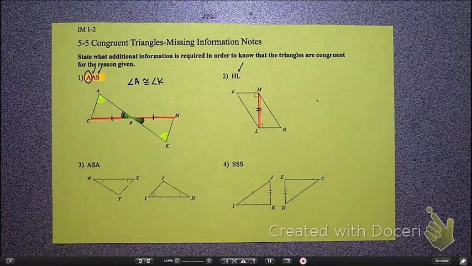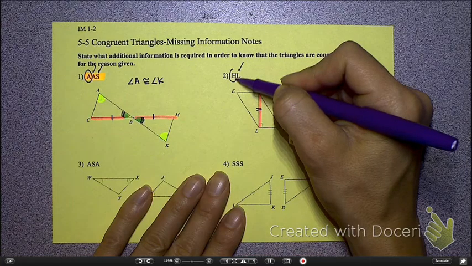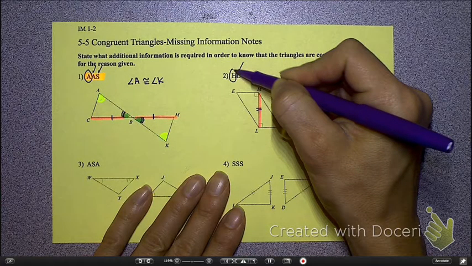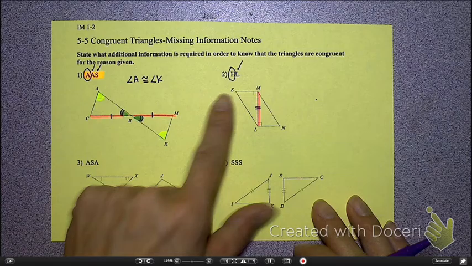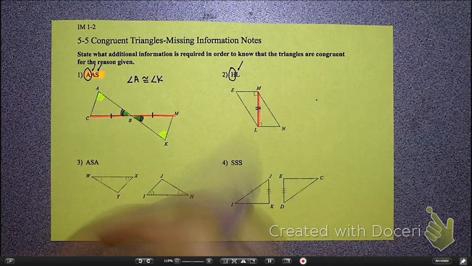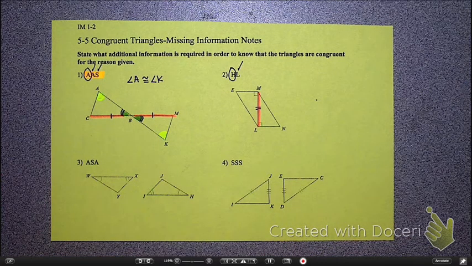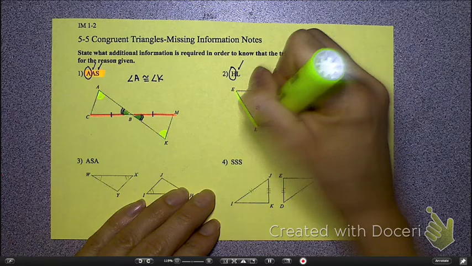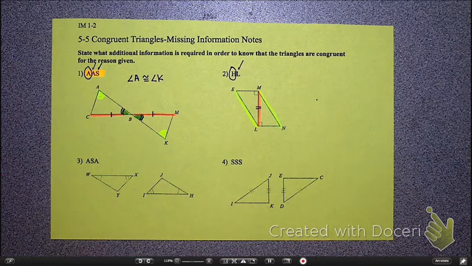So what's the missing piece of information that I need to know is congruent? The hypotenuse, okay? So let's highlight where the hypotenuse is for both triangles. The hypotenuse would be here, and where else? Here. I need to know that those two sides are congruent, okay?